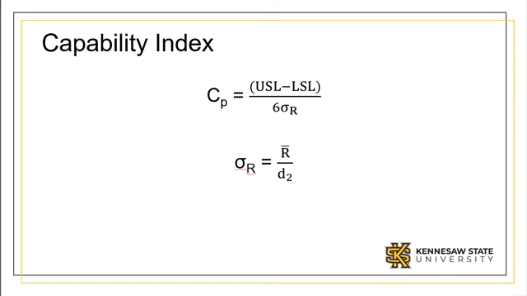The capability index, Cp, is defined as the difference between the upper spec limit and the lower spec limit divided by 6 times the standard deviation. Note that Cp assumes that the mean is centered and will remain centered. R bar and d2 are derived from the control chart parameters. In general, Cp greater than 1.33 is capable. A Cp between 1 and 1.33 is capable with tight control, and a Cp less than 1 is considered incapable.